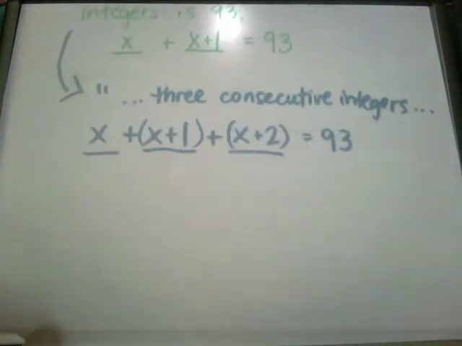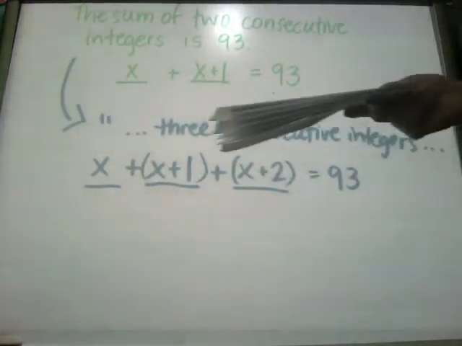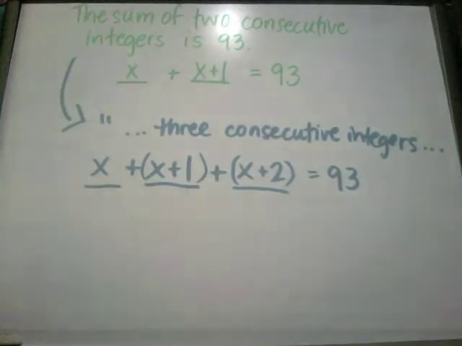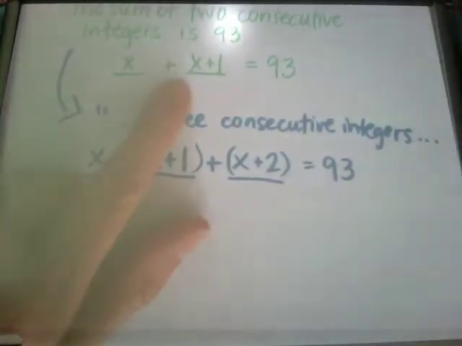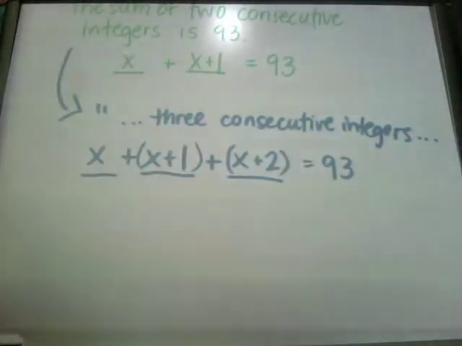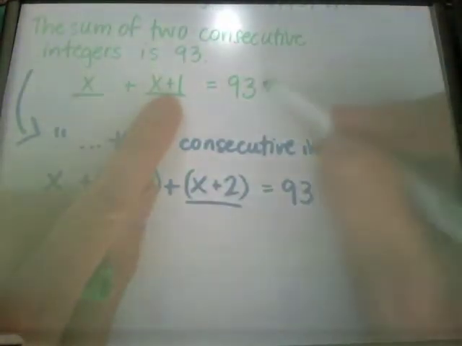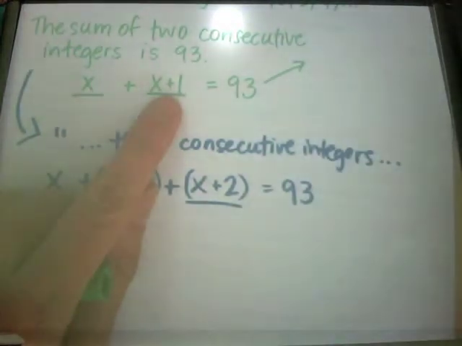Now, if I asked you to solve this first one, let's go back up to the green one. If I asked you to solve this, what would you do? X plus 1 equals 93. What would the next step be? How do we solve it? This is not new. I expect you guys to know this. What would you do? Jim, what's the first thing?